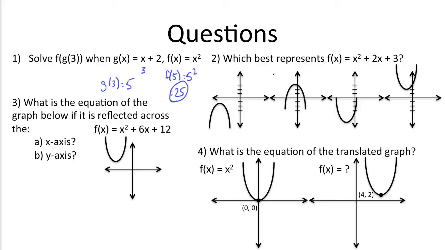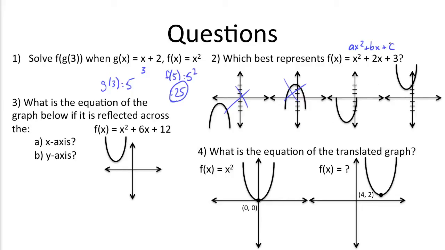Number 2, which best represents f of x equals x squared plus 2x plus 3? Knowing that this goes in the form a x squared plus bx plus c, we know that since it's a quadratic, it'll be a parabola, which all of these choices are. Since the a value in front of the squared term is 1, a positive number, we can eliminate the downward facing parabolas. When a is positive, it has to be upward facing, or in a U shape.